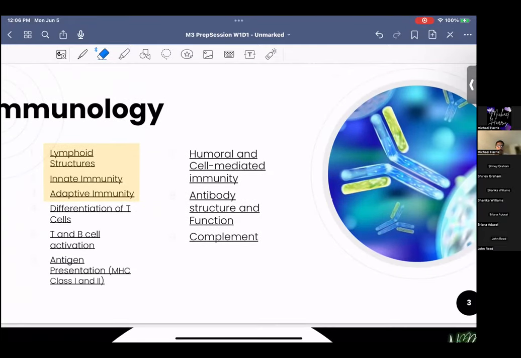So we're going to really focus now on the three top goals: the lymphoid structures, innate immunity, and adaptive immunity. Now, some of these things we'll see later on, we're literally just touching on them. I'm not going too in depth, because when we go into differentiation of T cells, T and B cell activation, and how we do antigen presentation, it will tie up more with the adaptive immunity. But you will at least be exposed to the adaptive immunity by the time you get to those. Next week, you'll be like, oh, okay, I at least know the adaptive immunity. Now, how do we activate this thing?